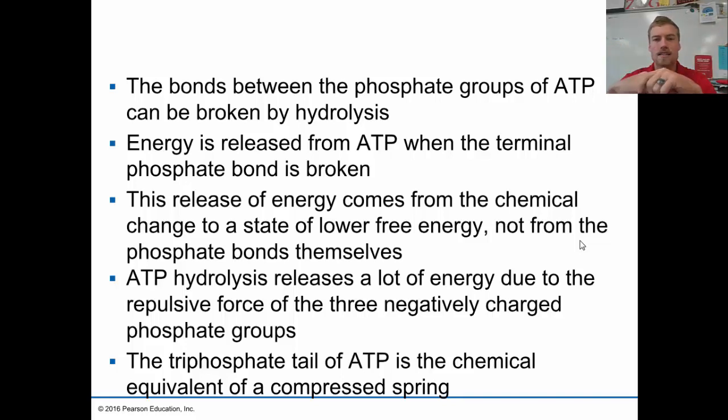So ATP has a very high free energy state. It's a very unstable molecule. It has a lot of energy pent up in it. When it turns into ADP, ADP is a much lower free energy state. And so because of that, that difference in energy is released and that energy can be used to do work.